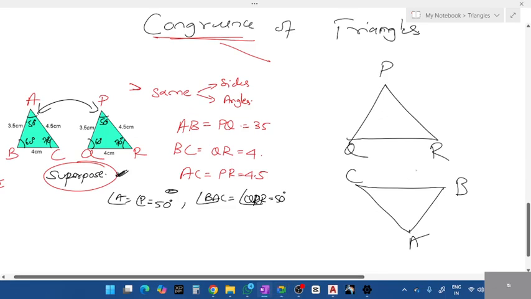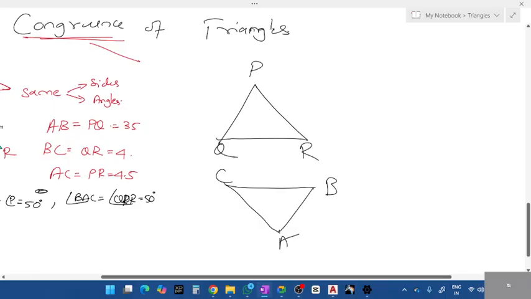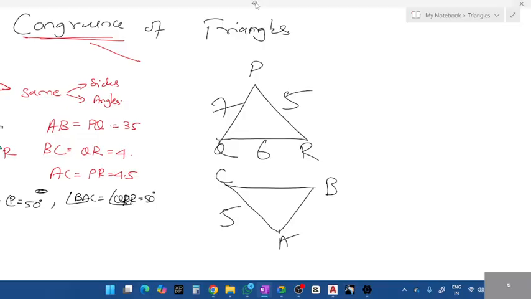Okay. And they both are in different directions, students. Different directions. Okay. Facing opposite. If I write AC as 5 centimeters, PR 5, QR is 6 centimeters, AB is equal to 7 centimeters, and CB is equal to 5 centimeters. Now tell me, are they congruent or not?